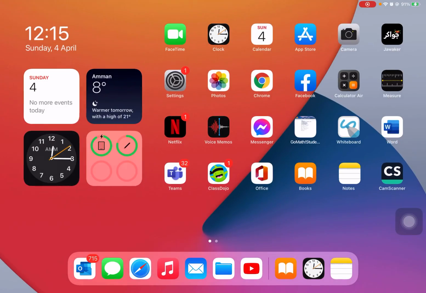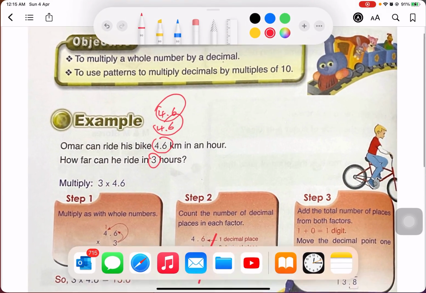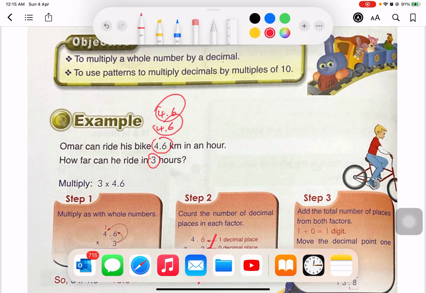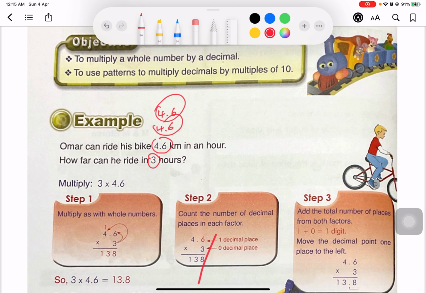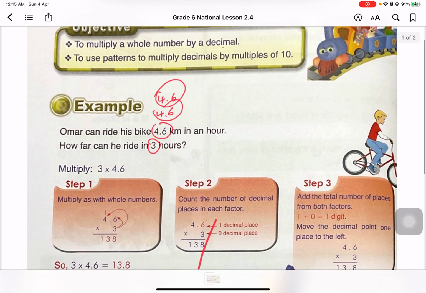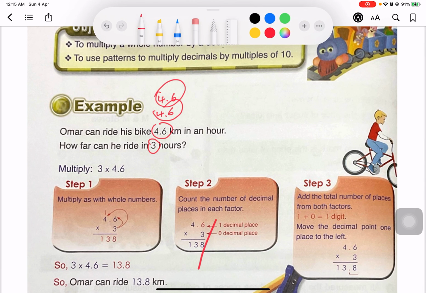Let's go and see what they wrote in the book. Look, they solved the question in steps. Step number one, they said multiply 3 by 4.6. Multiply as with whole numbers. Imagine that there is no decimal. You will say 3 by 6, 18. Then 3 by 4, skip this decimal, 3 by 4, 12 plus 1, 13.